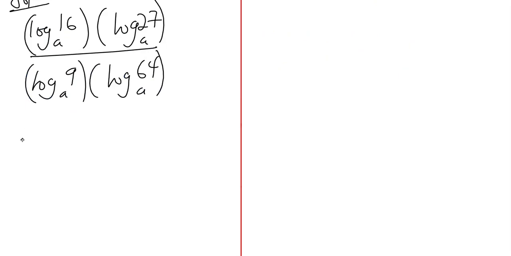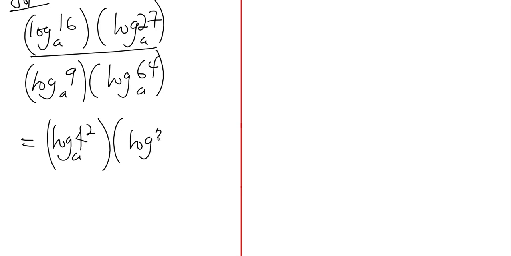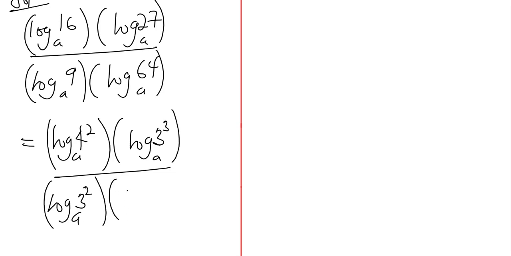Now we know 16 can be expressed as 4 exponent 2, so you have logarithm of 4 exponent 2 base a, and then the same thing applies to 27, which can be expressed as 3 exponent 3 base a, all divided by, now 9 can be expressed as 3 exponent 2 base a, and then that of 64 we know it can also be expressed as 4 exponent 3 base a. So now we can see that the power law is very important when it comes to the division of logarithms.